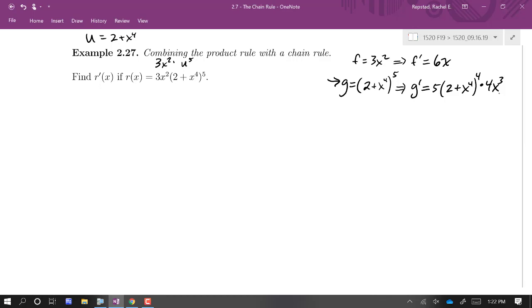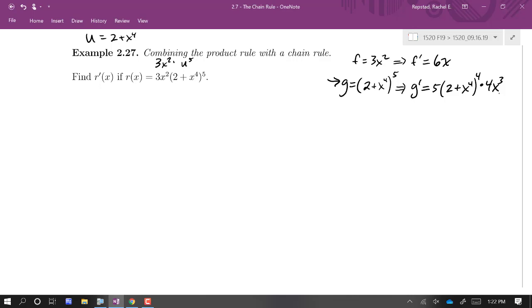Where'd the 4x cubed come from, sorry? Oh, good question. Multiplying by the derivative of the inside. That's the chain rule right there. Yep, good. It's what allows us to use the power rule on parentheses to a power. I'm allowed to do it, I just have to follow through with the chain rule. I'm still missing where that came from.